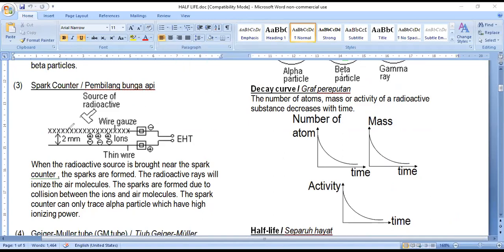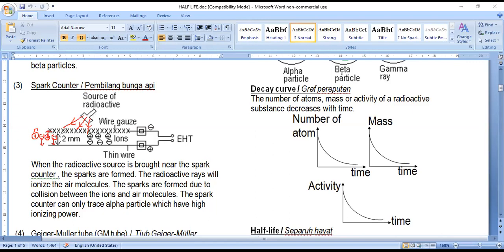So what happens is, there's a wire gauze here and then there's a thin wire here. The wire gauze and the thin wire will be connected to a high voltage power supply. So there'll be a strong electric field between the thin wire and the wire gauze. When the radioactive source emits radiation, it's going to ionize the air particles into positive and negative ion. The negative ion will be attracted towards anode, the positive ion towards cathode.